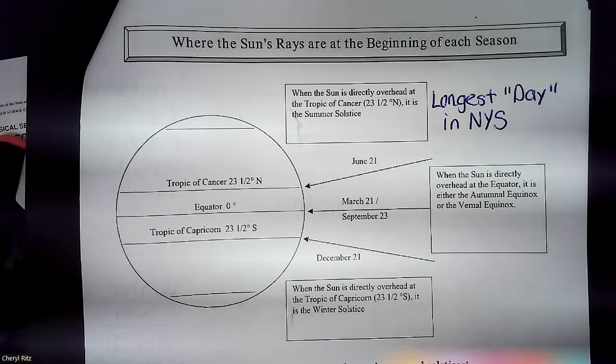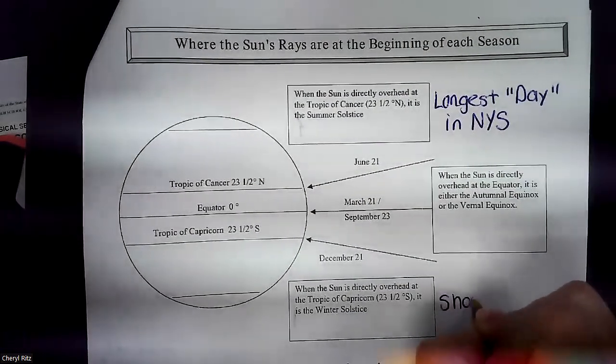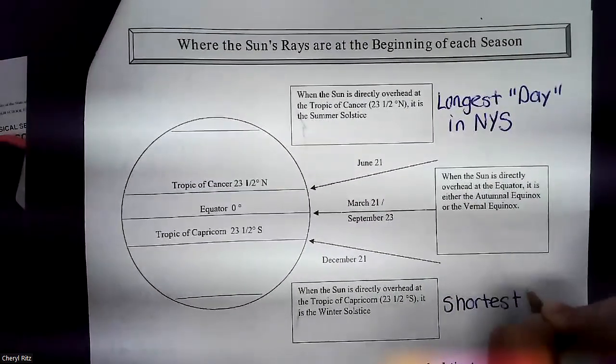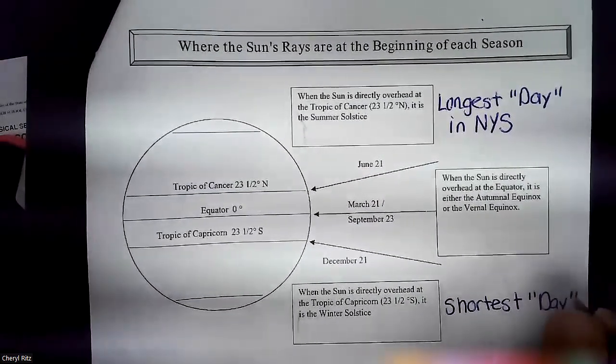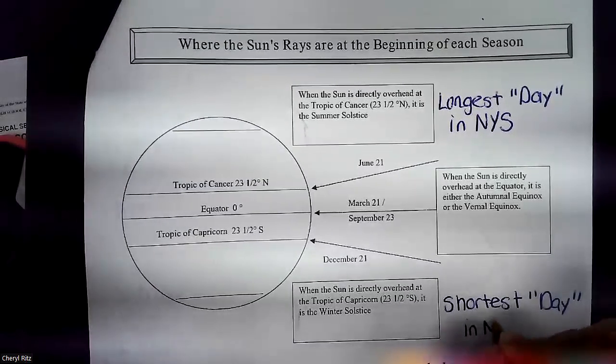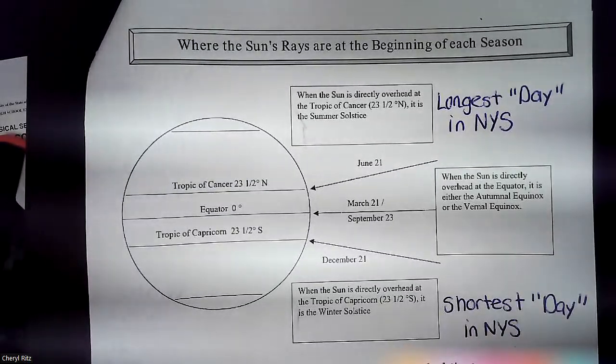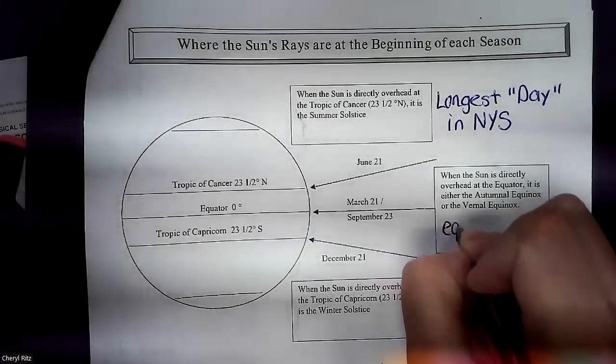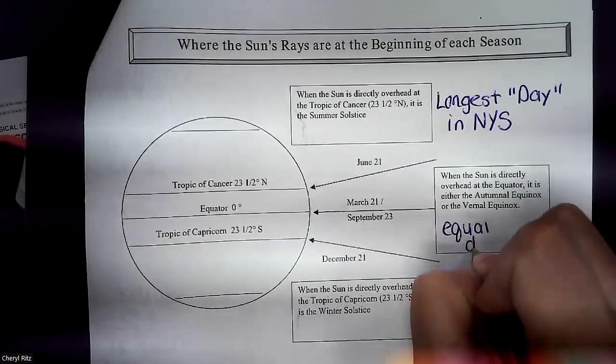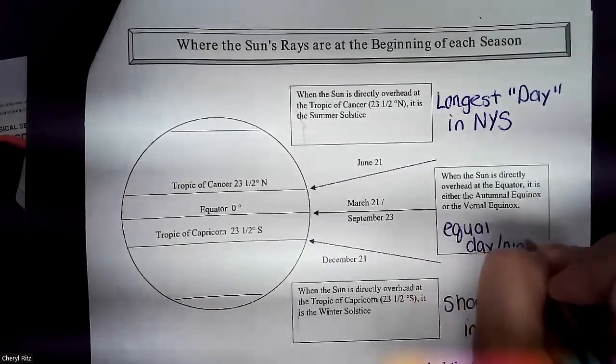Which one's the shortest day? December 21st. Shortest day. Now notice I am putting day in quotes. I'm doing that because by day, I don't mean the length of the day. I only mean the length of the daylight hours. And what do we know of, not daylight savings time? Equal. Okay, this is equal day and night hours.